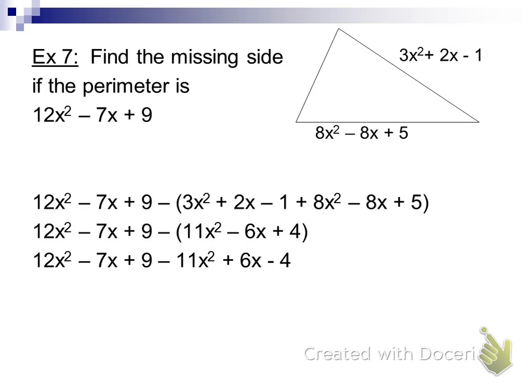All right, now just combine the like terms. So the x squareds are going to go together. 12x squared minus 11x squared is just x squared. Negative 7x plus 6x is negative 1x. And then positive 9 minus 4 is plus 5. What are your questions?